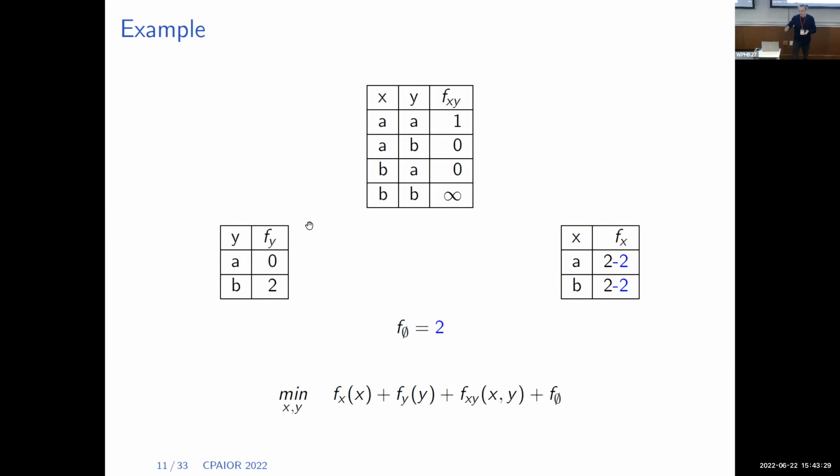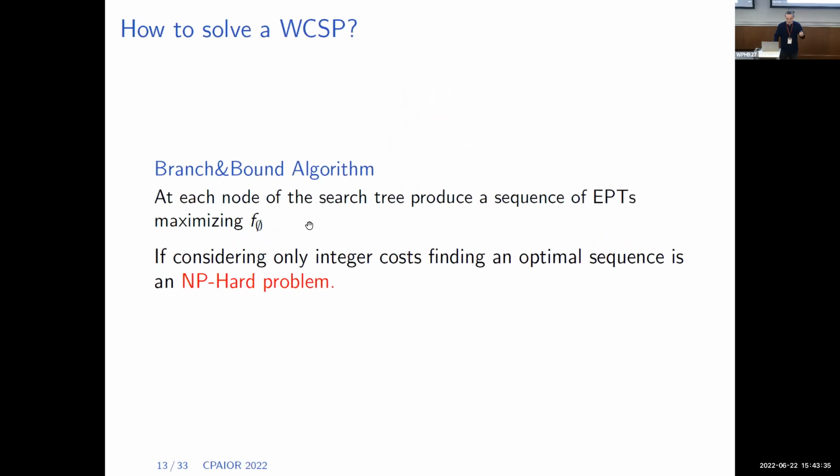So we will use this f0 inside the branch-and-bound procedure where we are going to try to maximize it at every node of the search tree. So the objective now is to find a sequence of EPTs that maximize this f0. So a sequence of EPTs that will maximize this lower bound. But if we consider only integer costs, finding such a sequence of EPTs is an MPR problem.